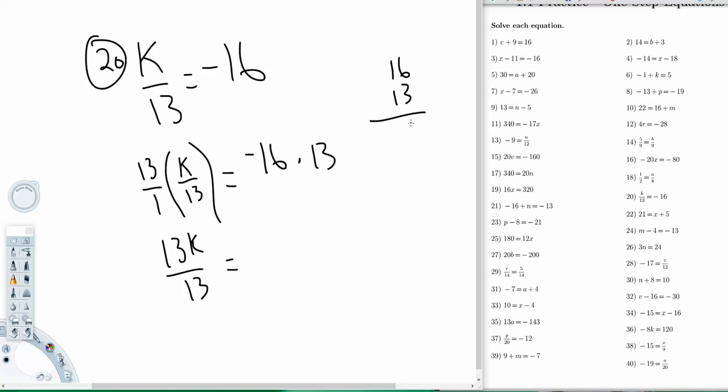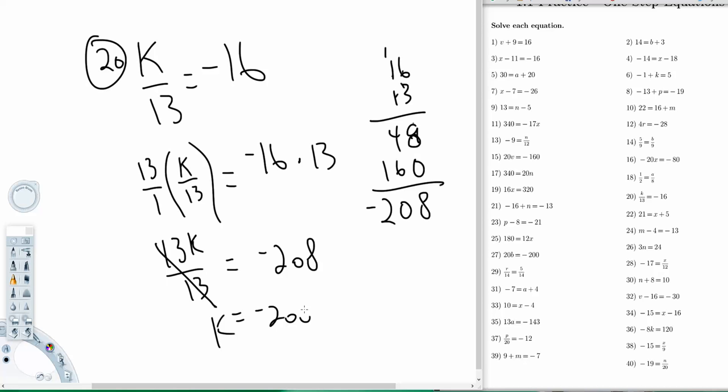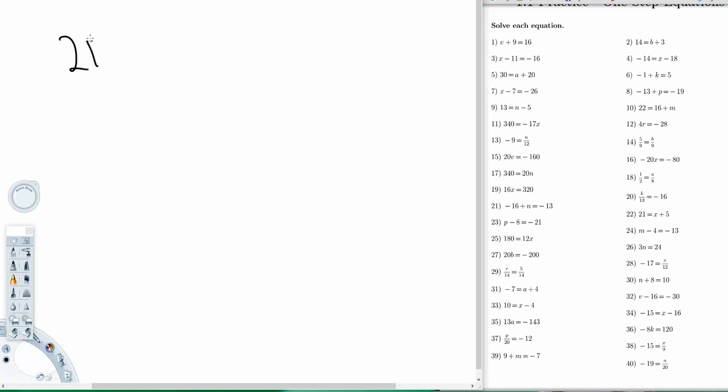Oof, that's not good for me. 8. Carry the 1. 3 times 1 equals 3. 48, and we add a 0 here. 160. Bring down the 8. 0, 208. That's a negative, right? Negative 208. 13 divided by 13 is 1, so k equals minus 208. That is the right answer. It's a tricky one.